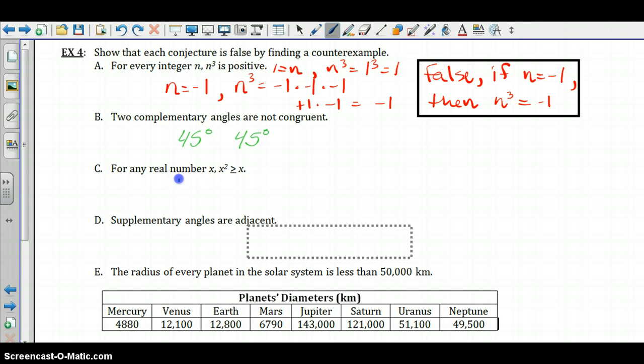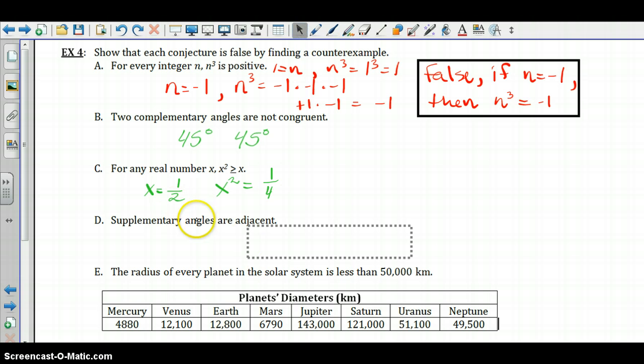Let's consider the number 1/2. If x equals 1/2, then x squared would equal what? That's right, x squared would equal 1/4. 1/2 times 1/2 is 1/4. In this case, 1/4 is actually less than 1/2. So this is our counterexample.